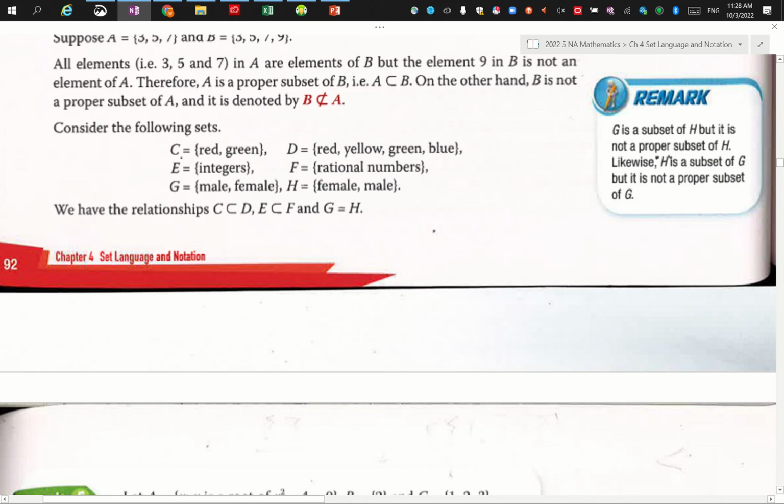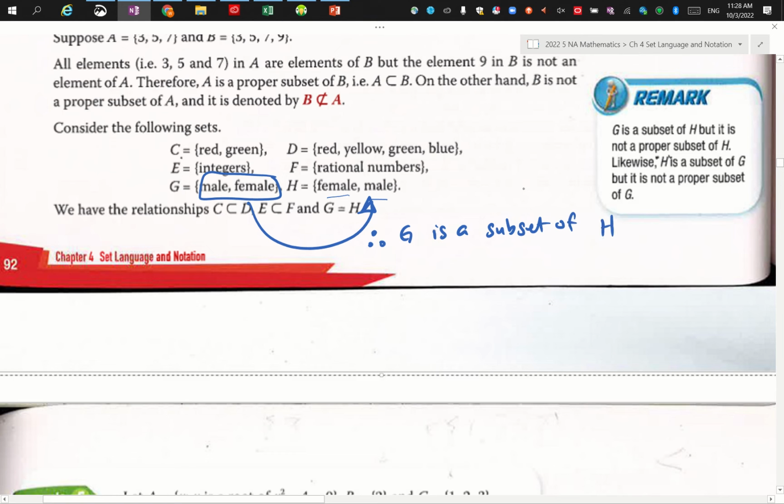Last example over here. We've got set G contains male and female. Set H contains female and male. Question. Is everything inside G found inside H? Yes, right? So we say that G is a subset of H. The symbol for subset looks like this. Okay, but is G a proper subset of H? Is it a proper subset of H?